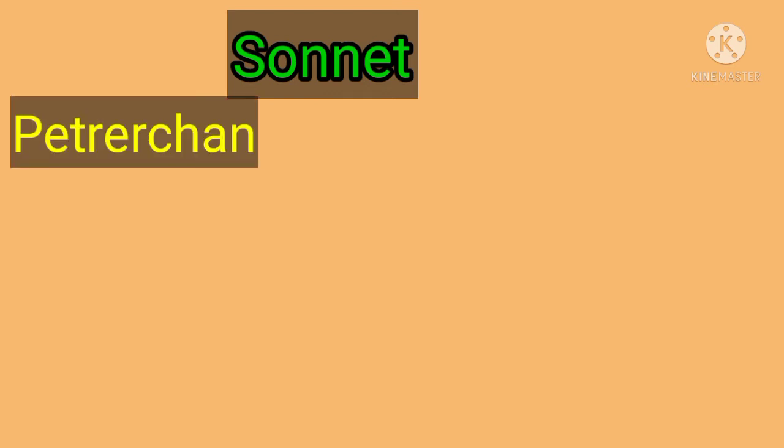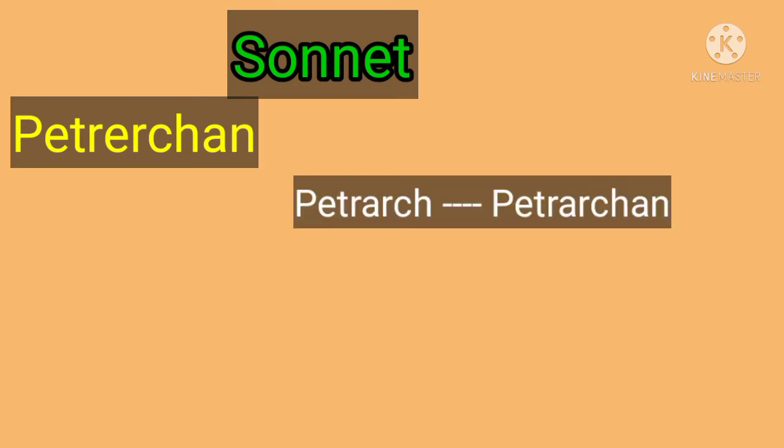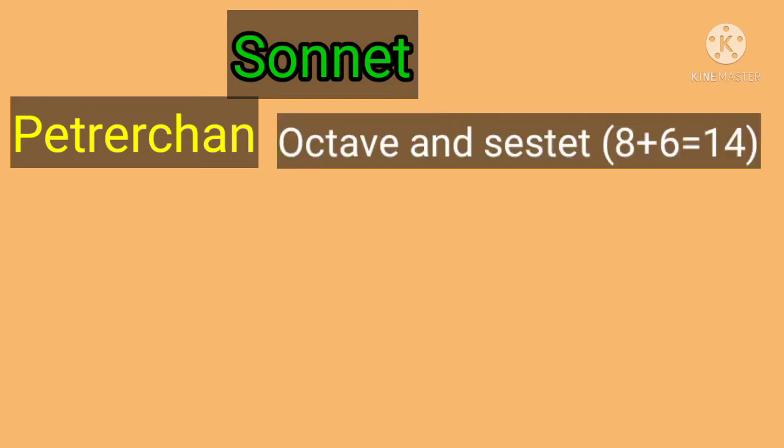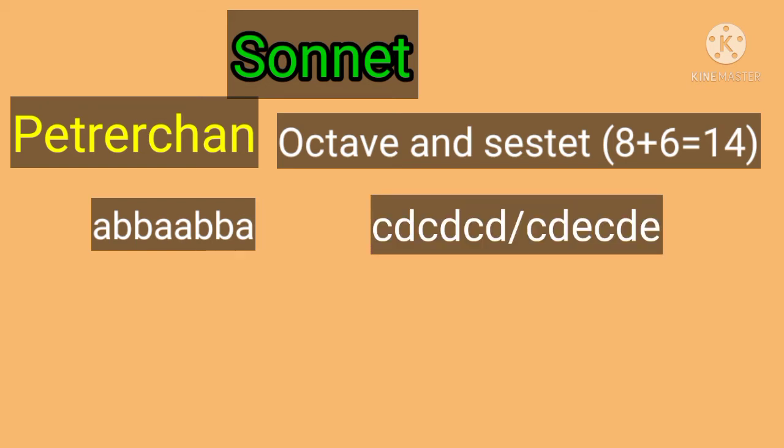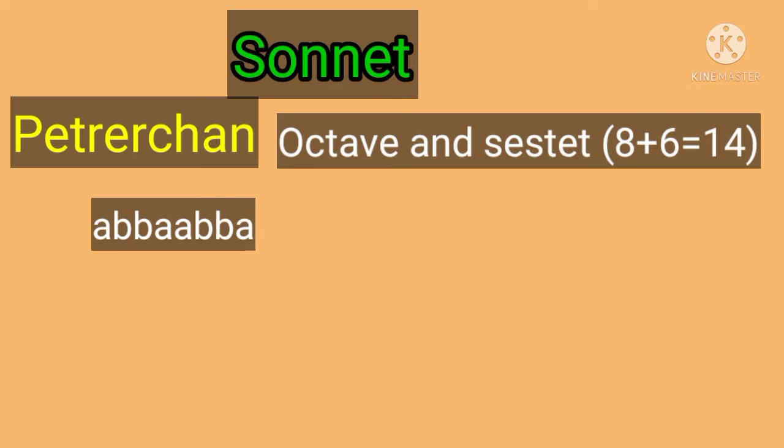Petrarchan sonnet. Petrarchan sonnet originated in Italy. It is called Petrarchan sonnet because the Italian poet Petrarch wrote this type of sonnets. Italian sonnet has an octave and a sestet. Octave rhymes ABBA, ABBA, and the sestet rhymes CD, CD, CD or CDE, CDE.